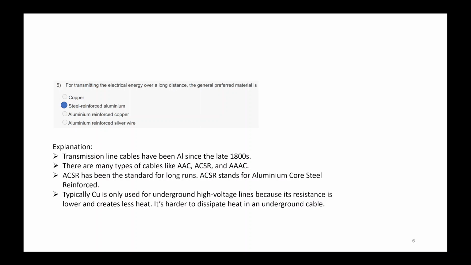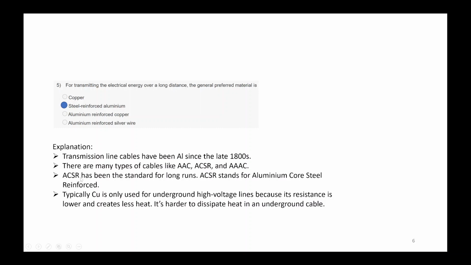Now question number 5. For transmitting the electrical energy over a long distance, the general preferred material is. Options are copper, steel reinforced aluminium, aluminium reinforced copper, aluminium reinforced silver wire. Answer will be steel reinforced aluminium.